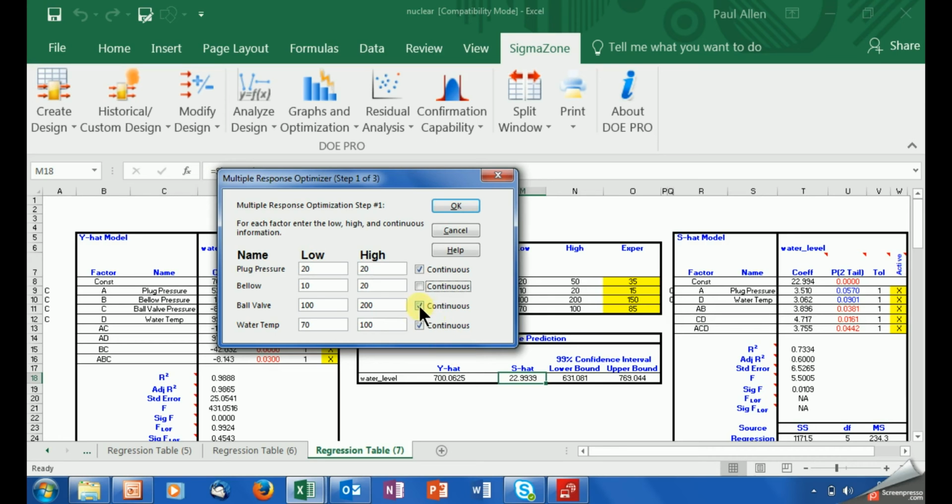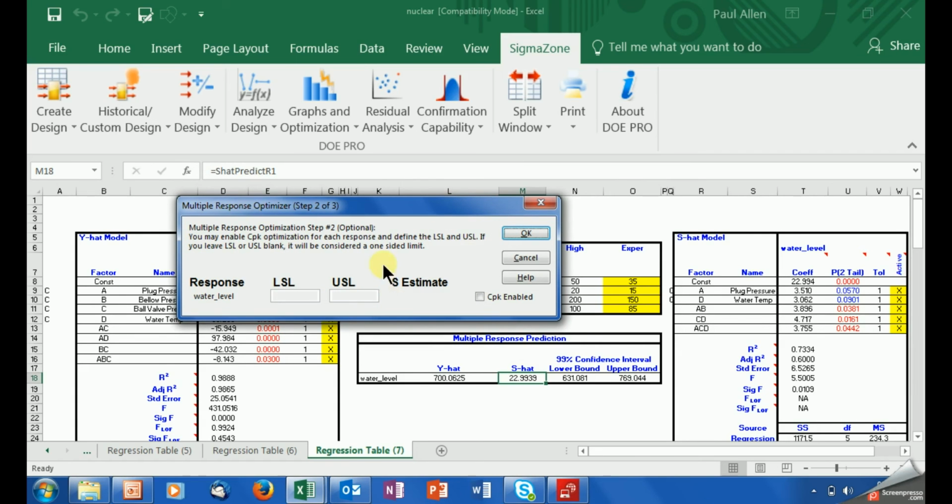And in fact, what I'm going to do is take the check mark off all of them, because then it'll give me settings that make sense. Although in theory I could have a fractional water temperature, I can't control it like that. So I'm going to take the check mark away. I'm going to make it stick with whole numbers, and it will be a much more practical, optimized setting value that it gives me then. Click OK to that.